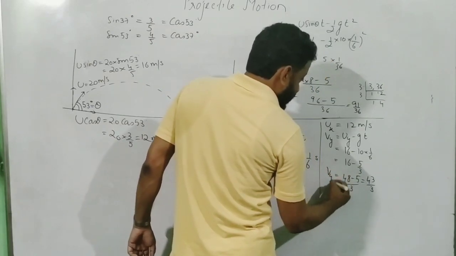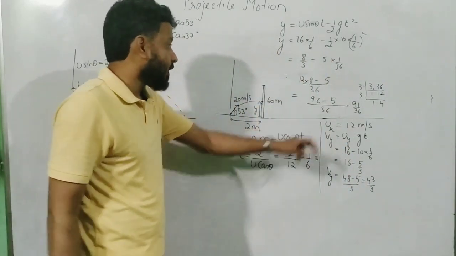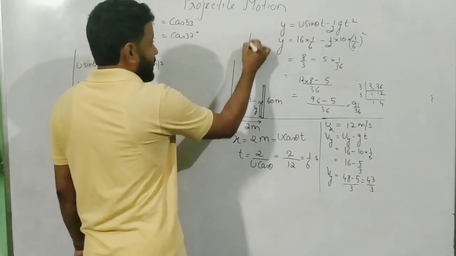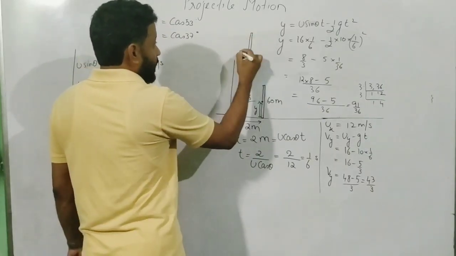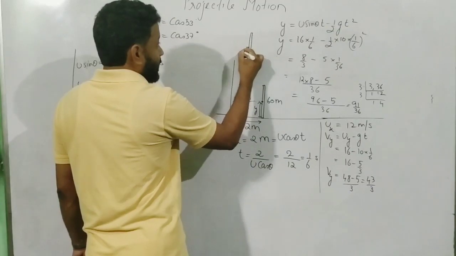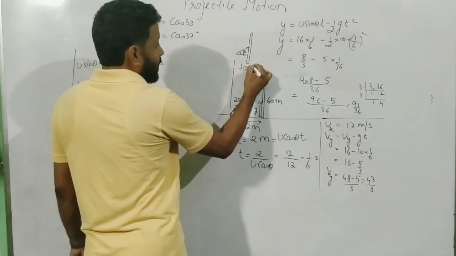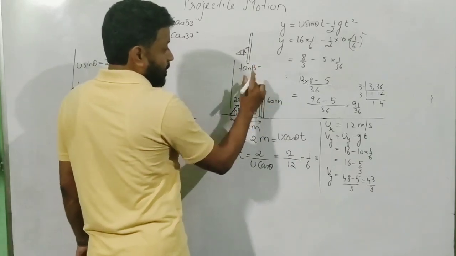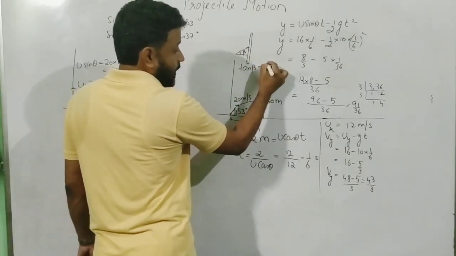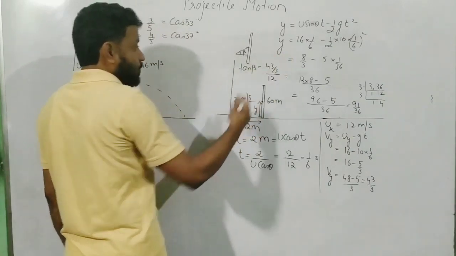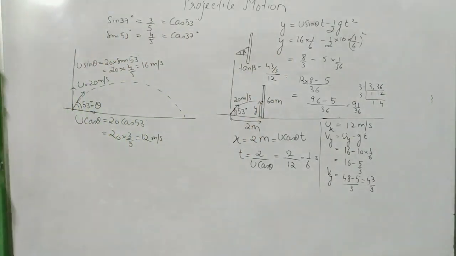This is my Vy. Once you know Vy and Ux, how will you find the angle at which it is going to hit the wall? If I consider that this is my wall and the body is going to hit it like this, this angle is beta. So tan beta will be equal to perpendicular by base, where perpendicular is 43 by 3 divided by base 12, and we can use a calculator to find beta.